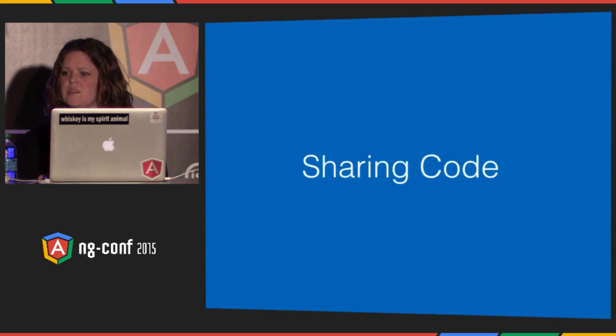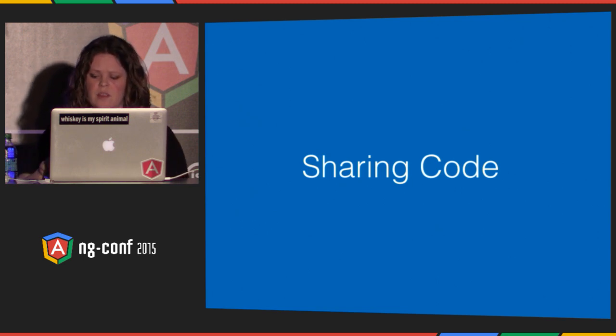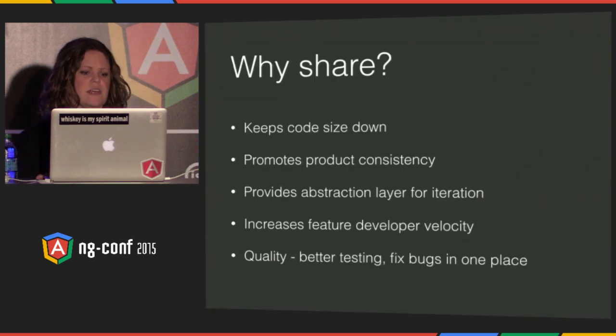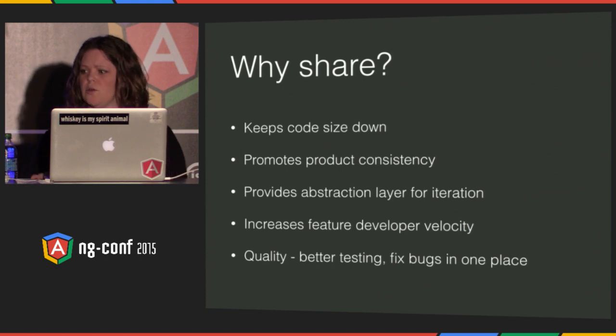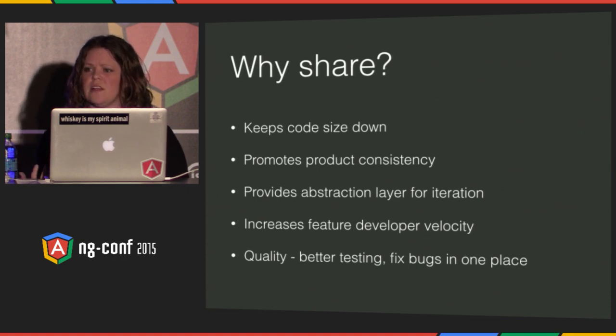Another thing that I think is really important when working with large applications is having a plan for sharing code. And there are a lot of good reasons to do that. First of all, this keeps code size down, so you're not going to have as much code to begin with. It also promotes product consistency. So when I move across the application, I want it to feel like something that was developed by a single entity. Interactions are similar. Things work the same on every page.